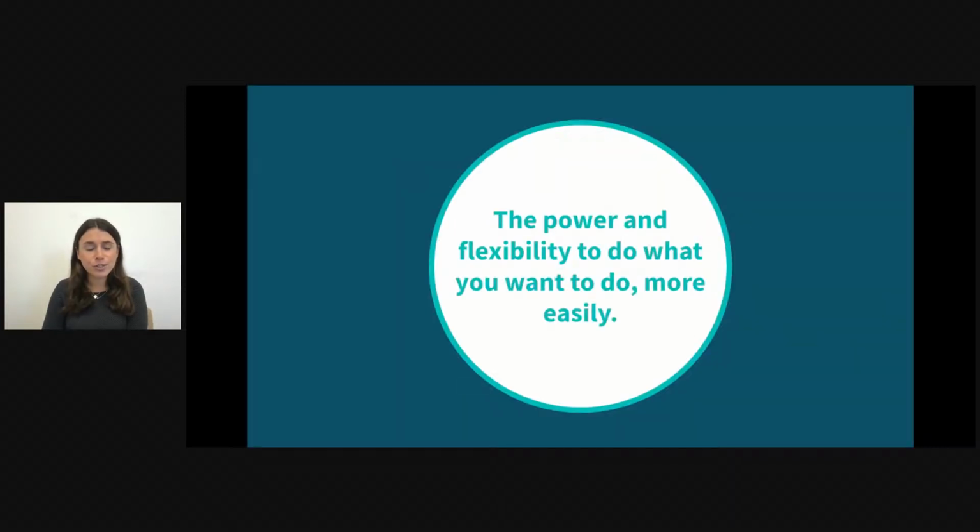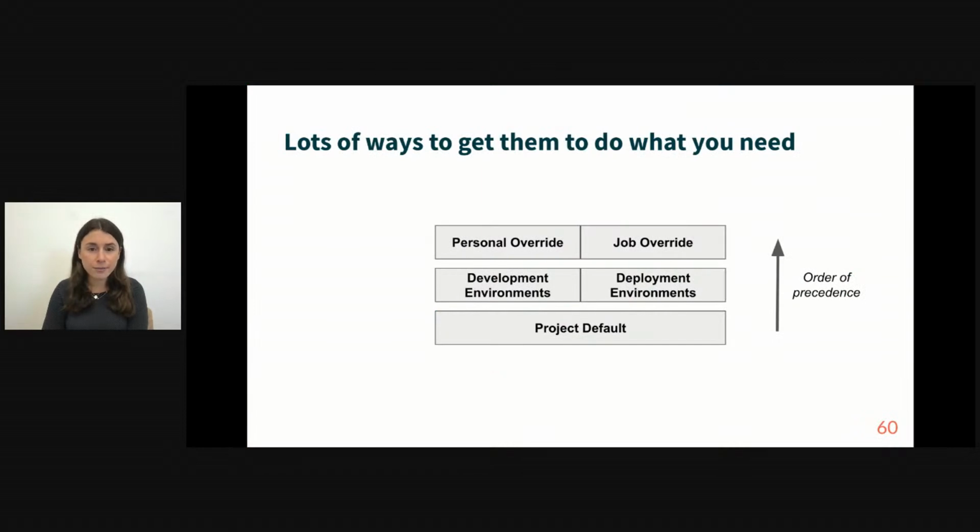Environment variables can be used in so many ways, and they give you the power and flexibility to do what you want to do more easily in dbt Cloud. There are three levels of environment variables. You can set a project-wide default value, which can be overridden at the environment level, which can in turn be overridden again at the job level or in the IDE for an individual dev. With this level of granular control, you can solve any problem that your team might come up with.